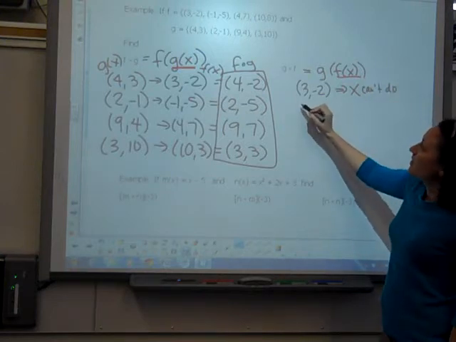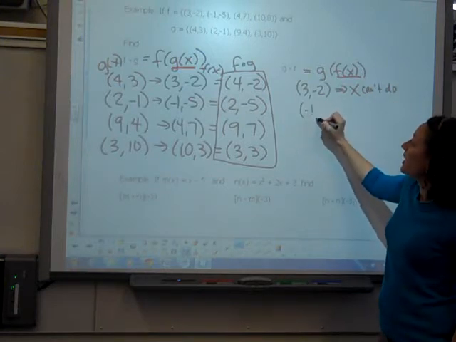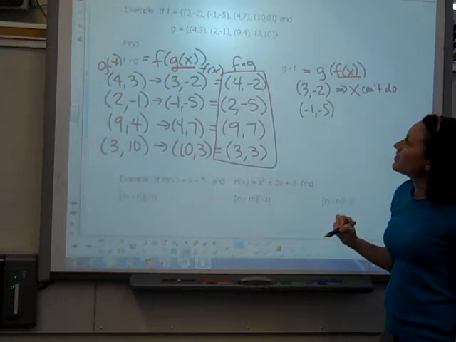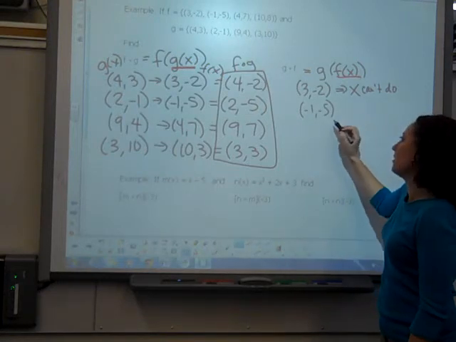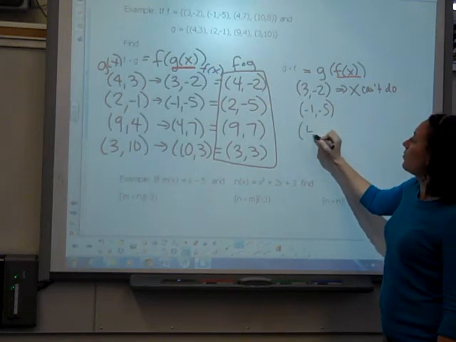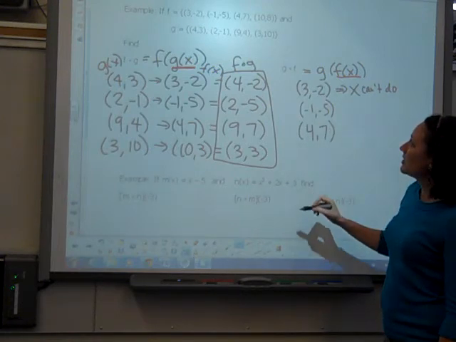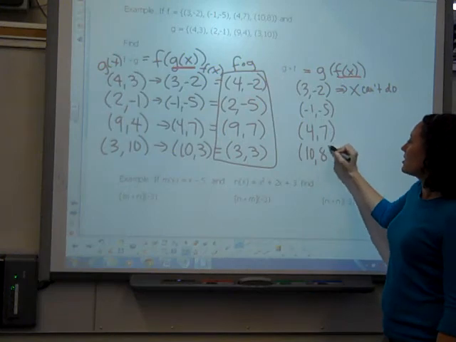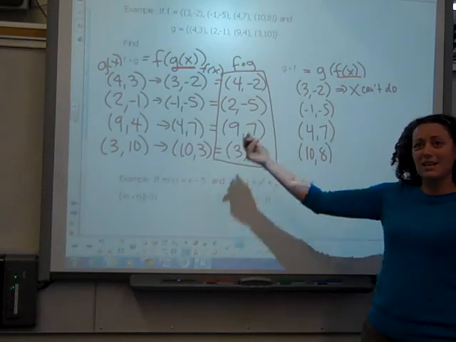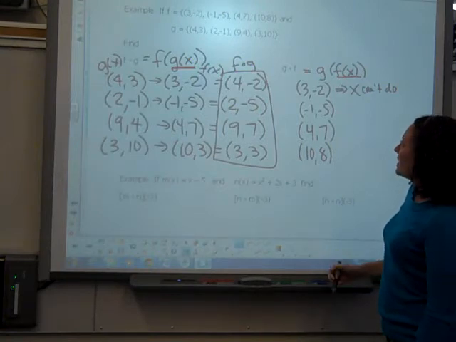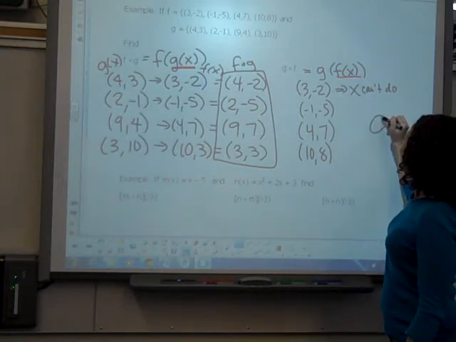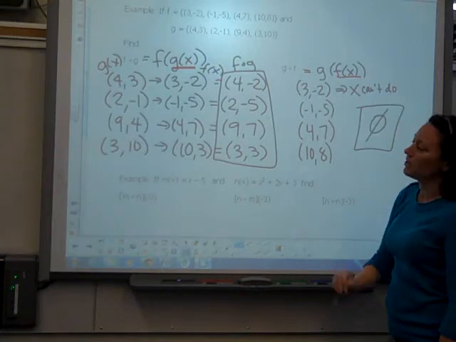Okay? And then I try the next value of f of x, which is -1, -5. And I look for -5 in the G, and again, nothing. Then I tried again with 4, 7. And I tried again with 10, 8. And I notice that nothing connects. I'm stuck. I can't make it back. So, what's the answer to G circle F? It's the empty set. There is no connection back.